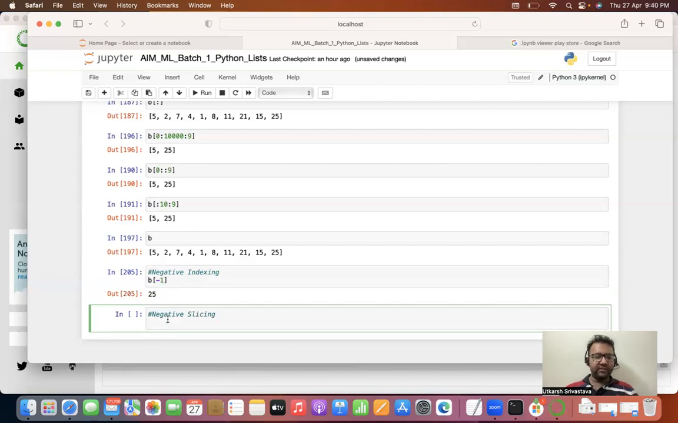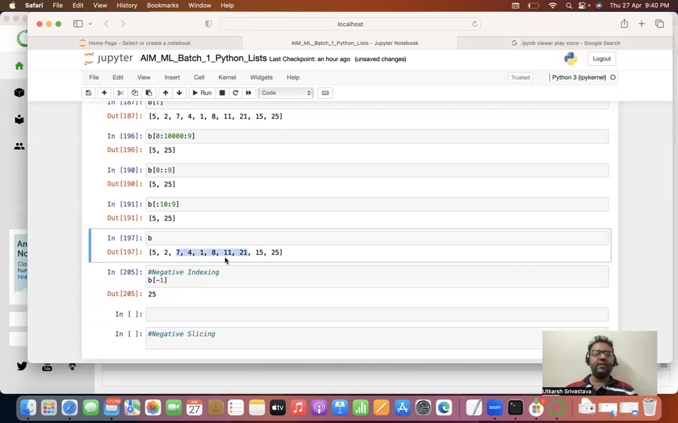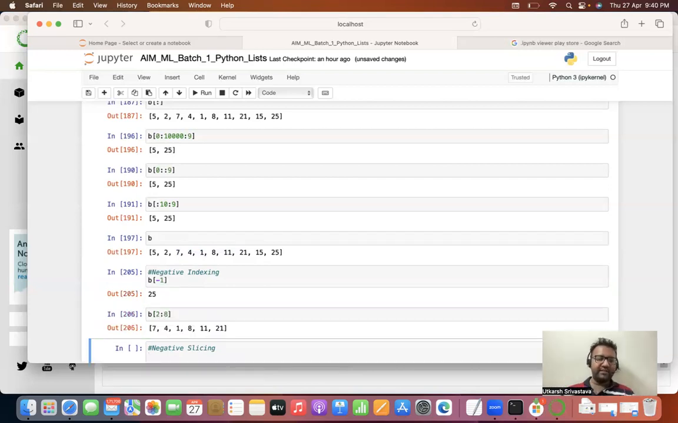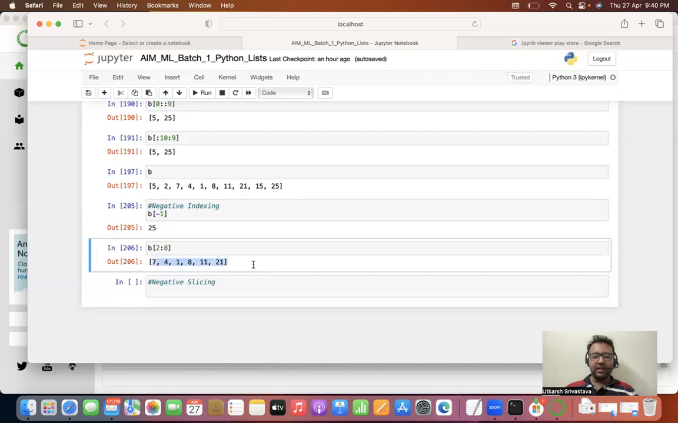So let us do negative slicing. Earlier, in the first problem, we did extract 7, 4, 1, 8, 11, and 21. In positive slicing, we sliced it and got our answer. But now how will we extract this using negative slicing? The concept is the same.